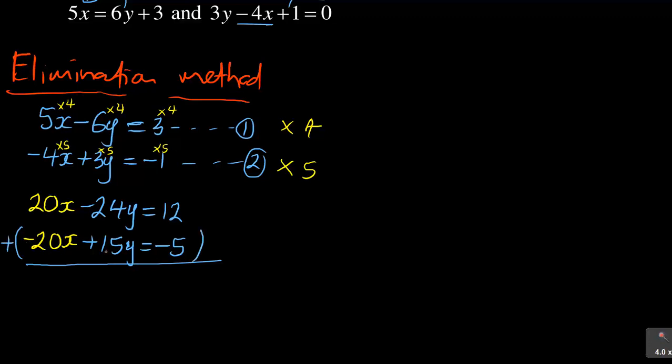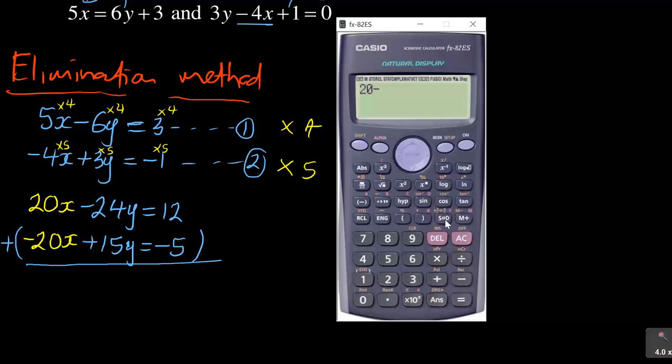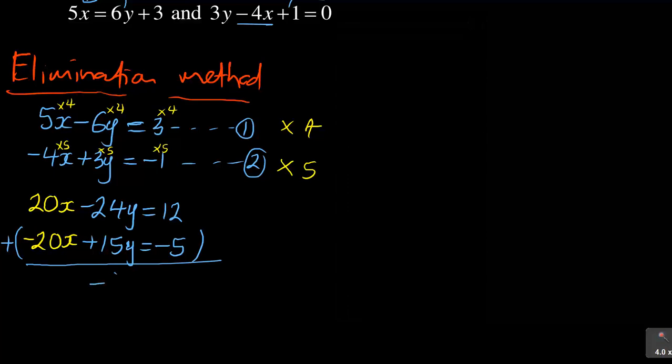So it's 20x plus, as you can see, 20 plus bracket minus 20, and I get 0. Same thing, minus 24 plus 15. Even if you don't put a plus, nothing will change. You can see I'm getting negative 9, and similarly 12 plus minus 5, I'm getting 7. So here we have negative 9y is equal to positive 7.